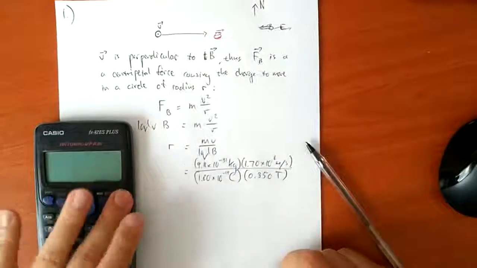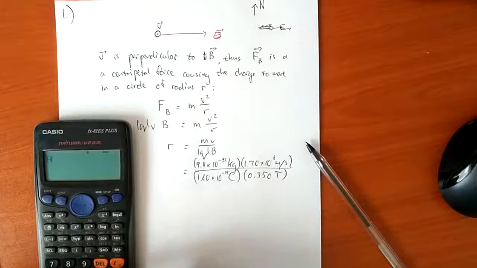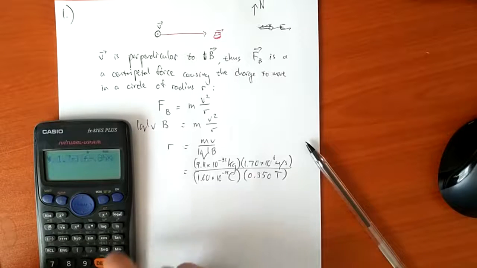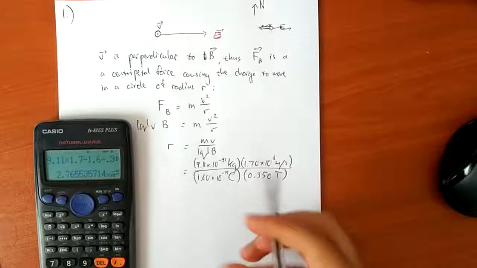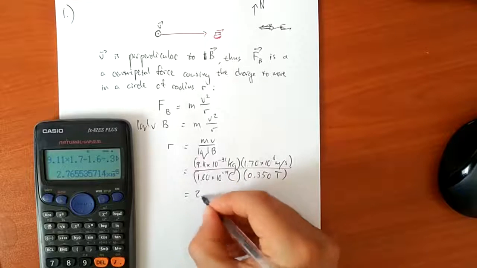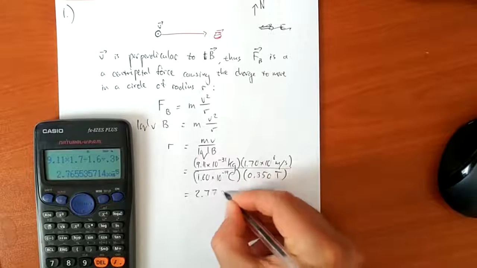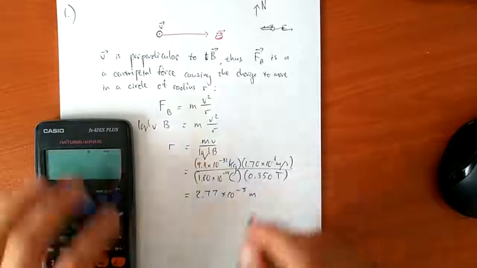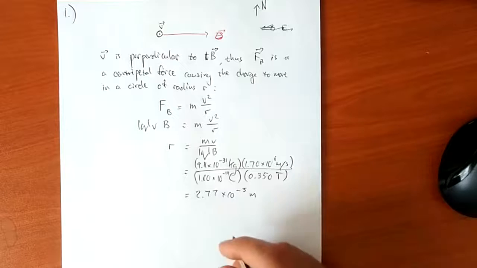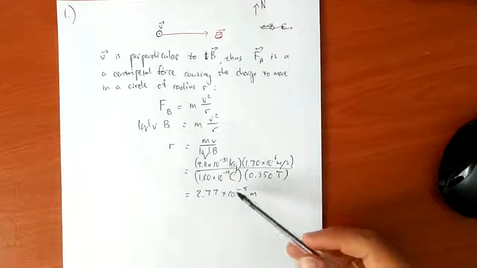Okay, so what do we have? 9.11 times 1.7 divided by 1.6 divided by 0.35 times 10 to the power minus 31 plus 6 plus 19. Okay, so I'm going to give you the answer to 3 significant figures. That's all that we're really fairly confident about. So 2.77 times 10 to the minus 5 meters. Okay, so that's all good and well. So it's moving in a circle with this radius.